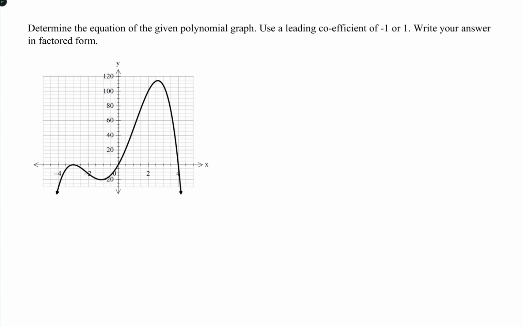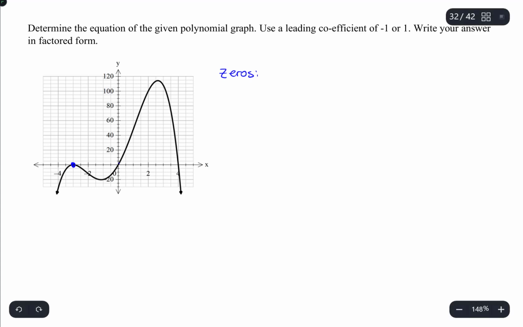Okay, so the graph here, the first thing that I need to do is identify the zeros of this particular graph. So the zeros here are locations where the graph crosses the x-axis. So that happens at -3, 0, and +4.